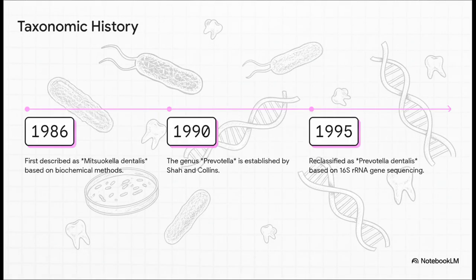Its taxonomic history is actually a perfect little story of how microbiology has evolved. It started out named Prevotella dentalis, based on what it did in a test tube. But then, once 16S RNA sequencing came along, we got a look at its genes, and that placed it right where it belongs, in the Prevotella genus. A great example of genotype trumping phenotype.